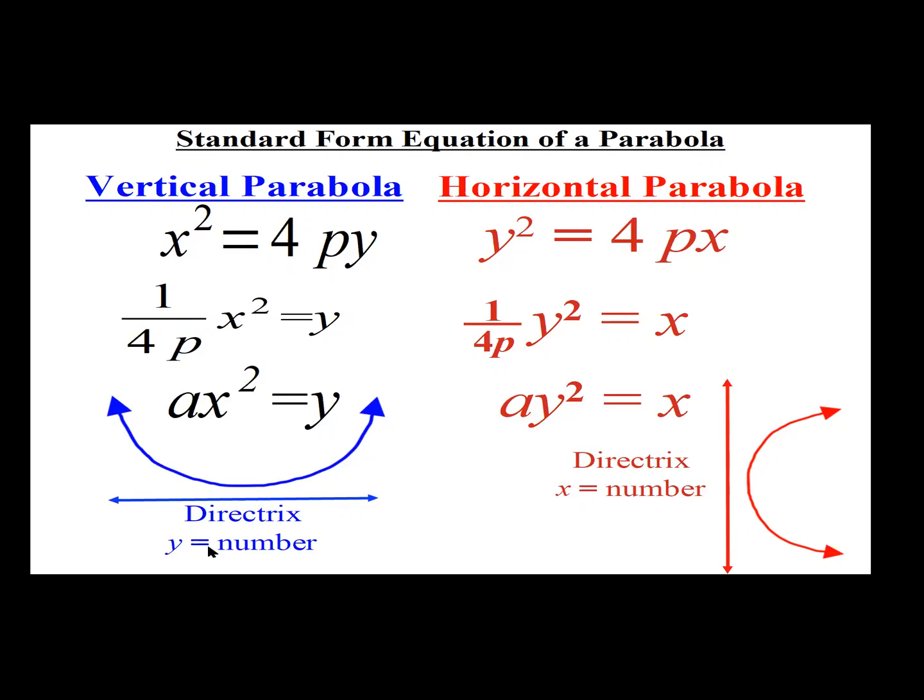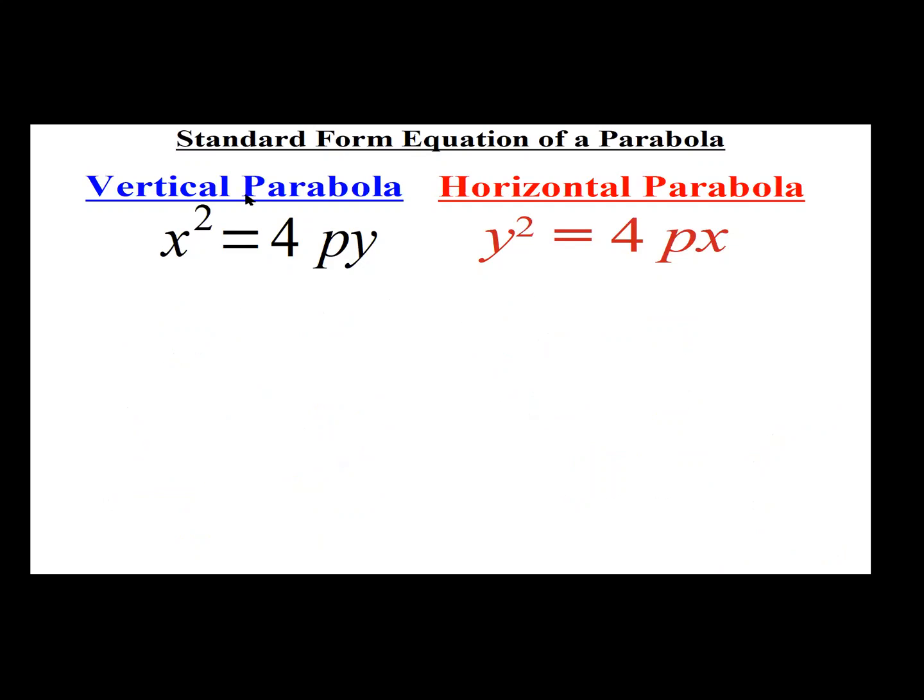What if the directrix is y equals a number? Then we're going to use x squared equals 4py. What if they give us a directrix of x equals -5? Oh, well, we're going to use y squared equals 4px because it's a horizontal parabola. Does that make sense, kind of? All right, so let's get started with an example. Y'all ready? So before we get started, remember, we're going to use only these two forms. For the vertical parabola, x squared equals 4py, and for the horizontal parabola, y squared equals 4px, okay?